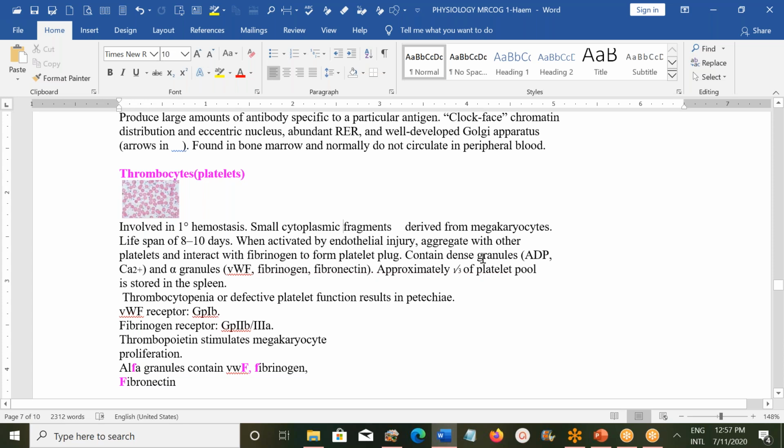They actually contain dense granules, which contain adenosine diphosphate, and alpha granules. These alpha granules have von Willebrand factor, fibrinogen as well as fibronectin. Approximately 1/3 of the platelet pool is stored in the spleen. The platelets also produce thromboplastin. That is an important thing about them. Okay? And what is the benefit of thromboplastin? It is going to expedite the process of blood coagulation.